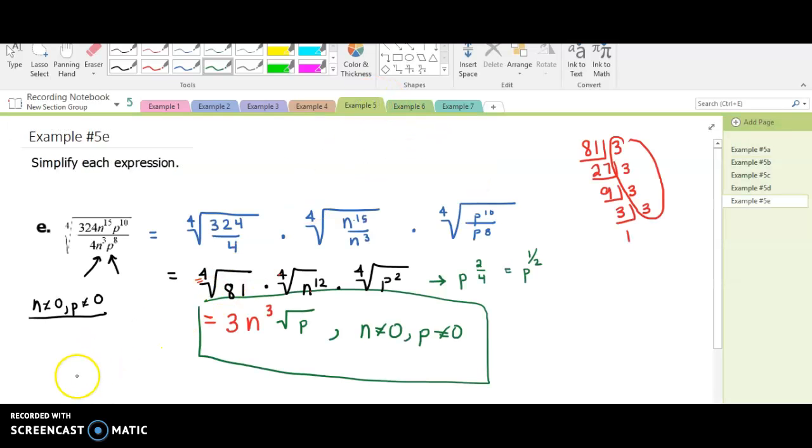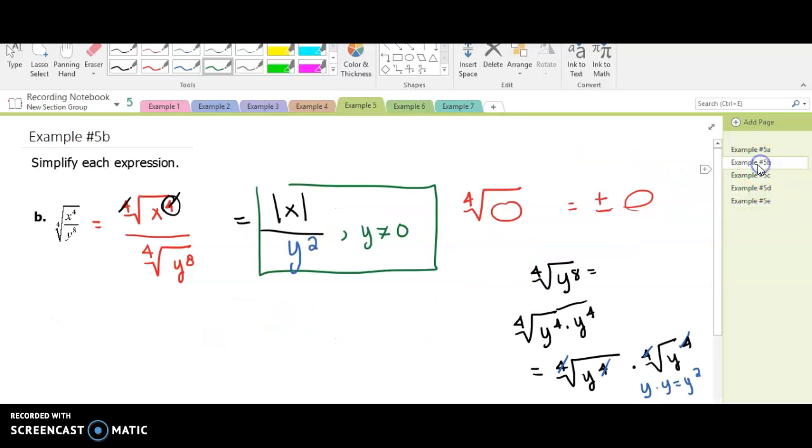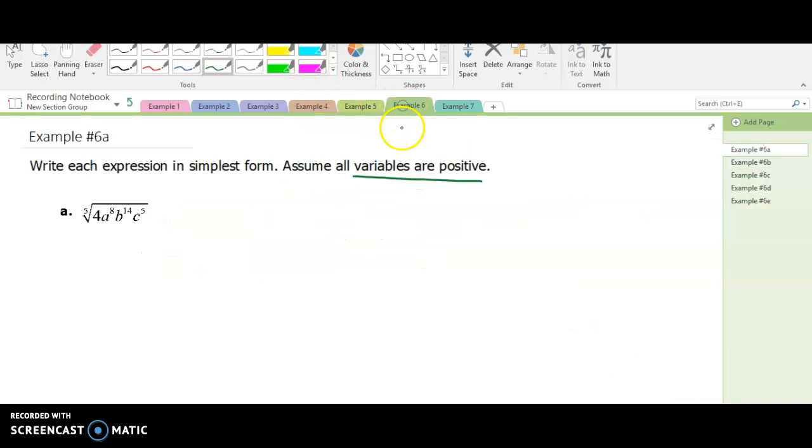So when we went back to example 5, and we had to write the absolute value, we don't have to do that this time because in these examples, the directions are saying that we can assume all variables are positive. Okay, so kind of same scenario as in example 5. I'm going to separate this. So 5th root of 4 times the 5th root of a to the 8th times the 5th root of b to the 14th times the 5th root of c to the 5th.